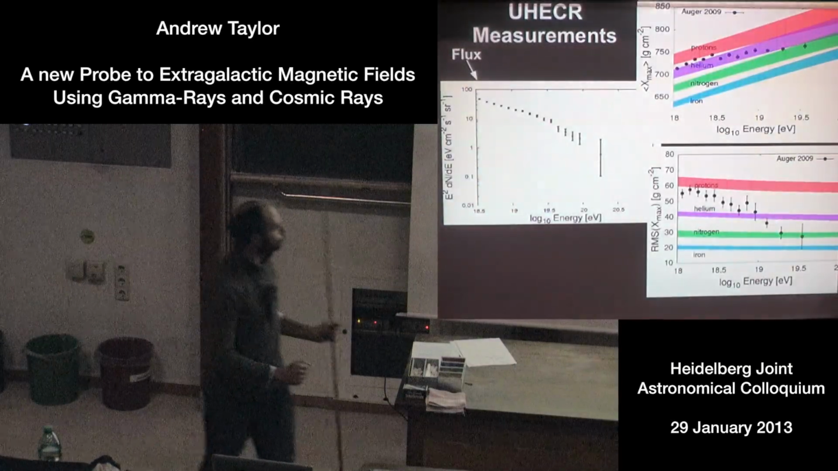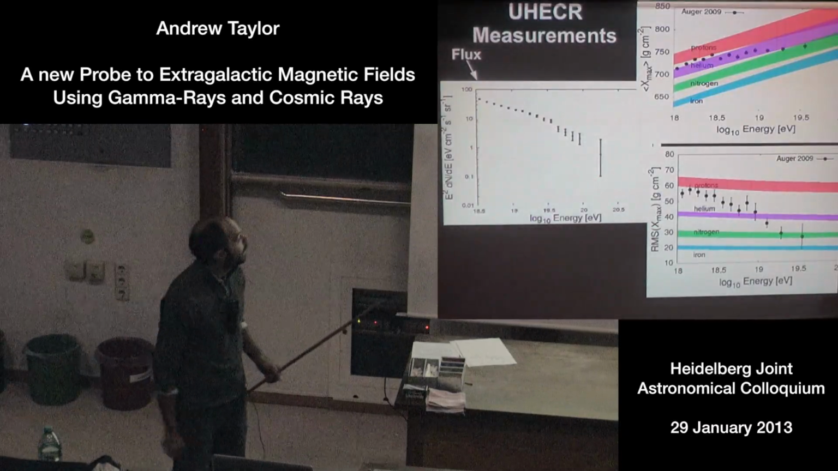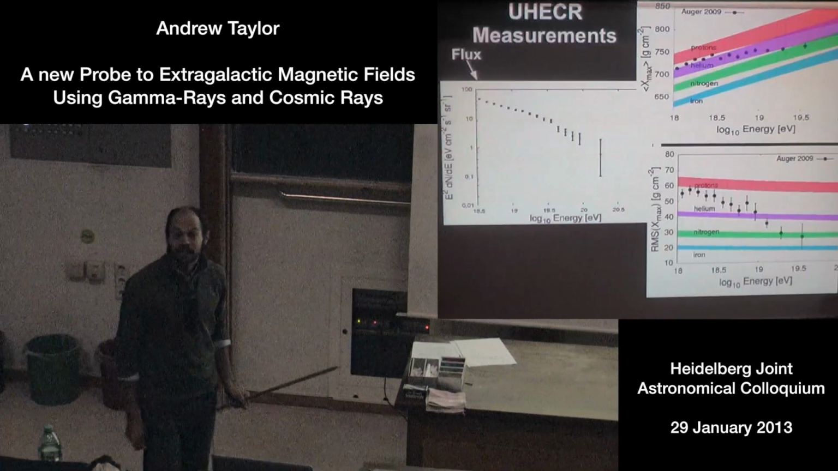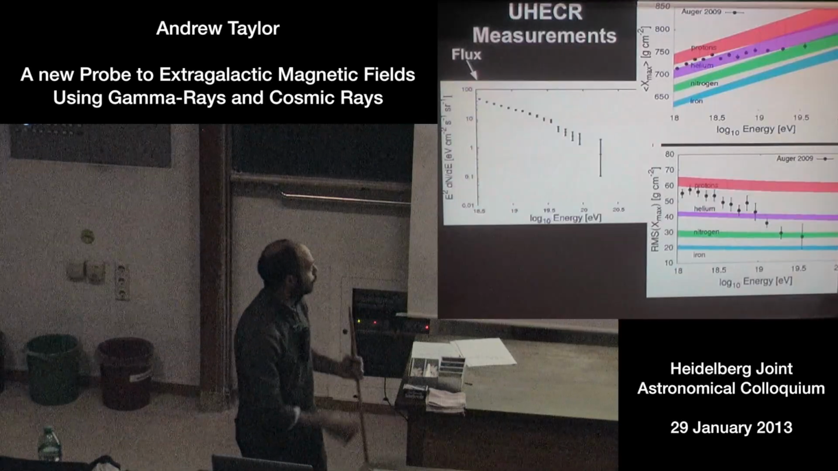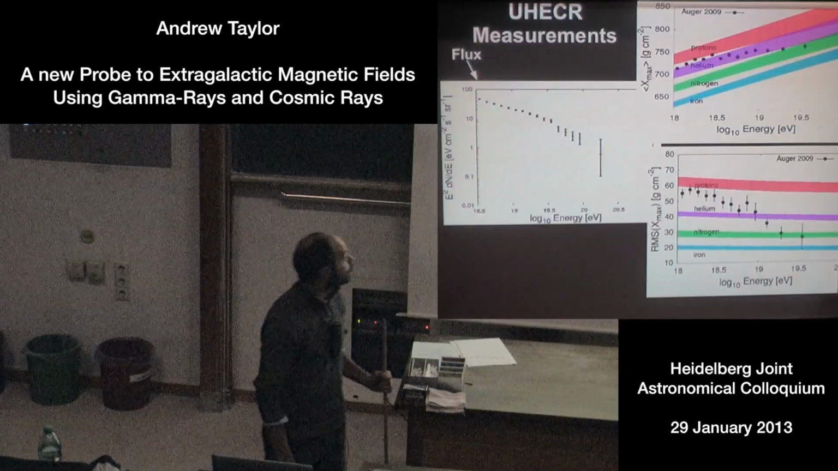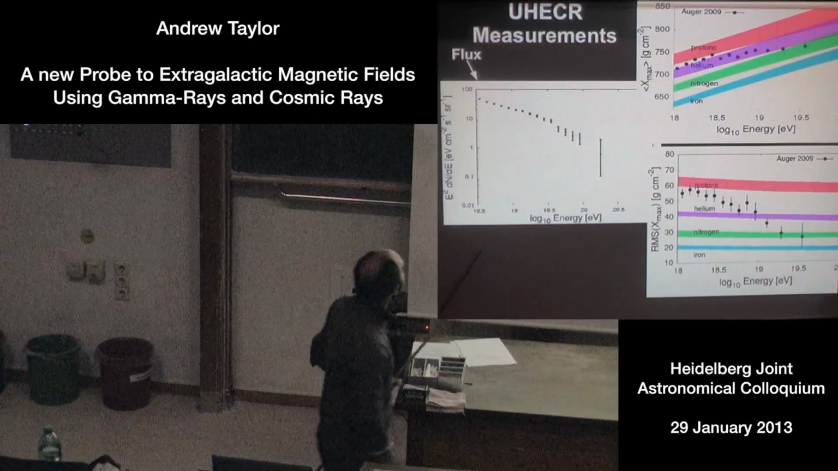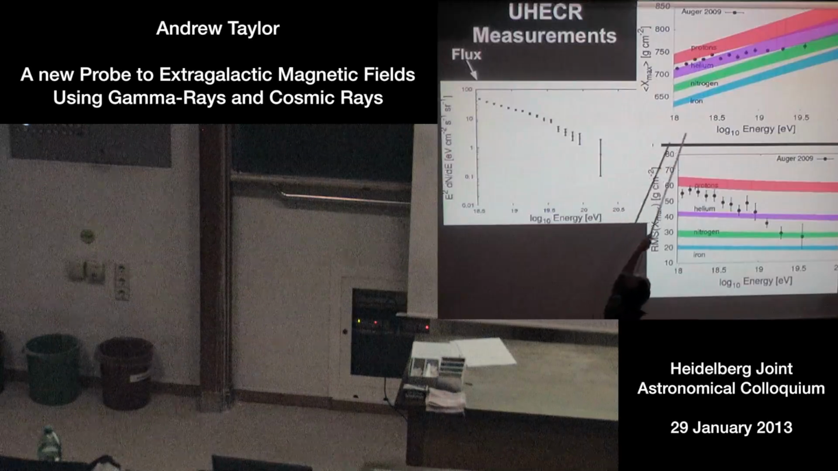Okay, so I wanted to get across that the cosmic ray composition doesn't look like it's light at the highest energies. Again, this is Auger data. I keep referring to Auger data because the Pierre Auger cosmic ray detector is the biggest in the world, and it's got the best statistics. So here we've got the flux measurements, but I really want to focus your eye on these measurements here.